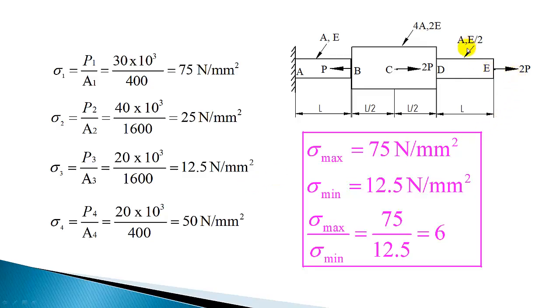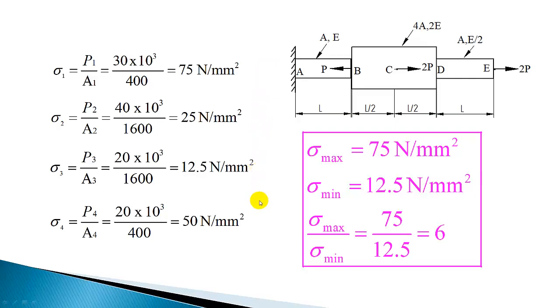Now the last portion DE, the stress is P4 by A4, and P4 is 20 kilonewton, 20 into 10 raised to 3 divided by area 400 mm square, which will give the stress as 50 Newton per mm square. So we got the stresses in all the 4 sections.